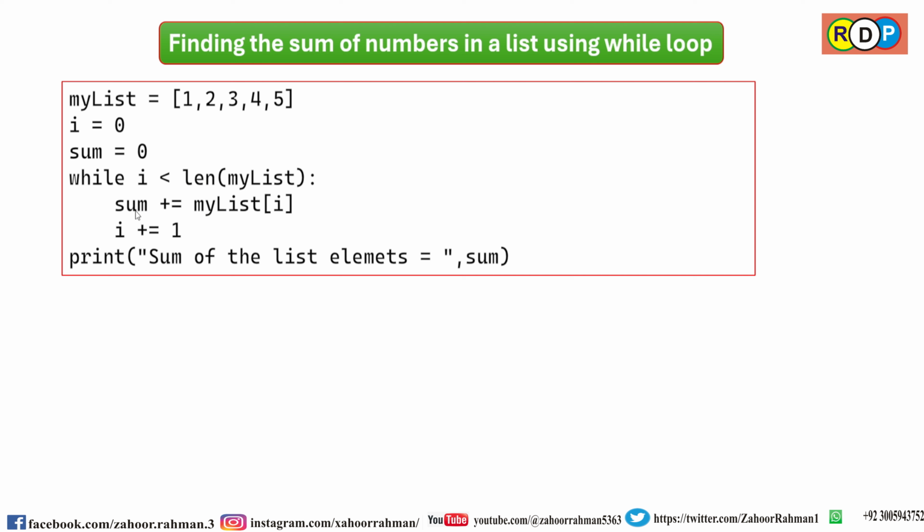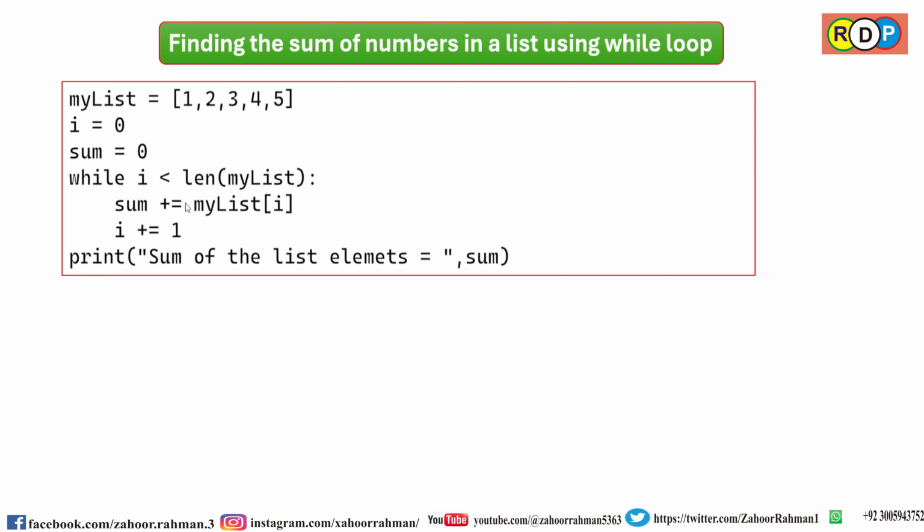So the new value of sum will be the older value of sum, which is 0, plus my list at the 0 location, and that is 1. So 0 plus 1 is equal to 1. The new value of sum will be 1, and i will be incremented. This is a counter variable, so this will control the loop. So here i will be 1, and 1 is less than 5.